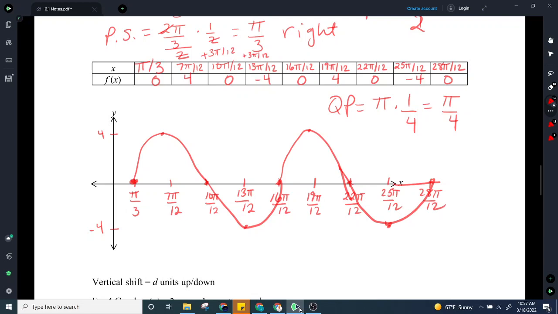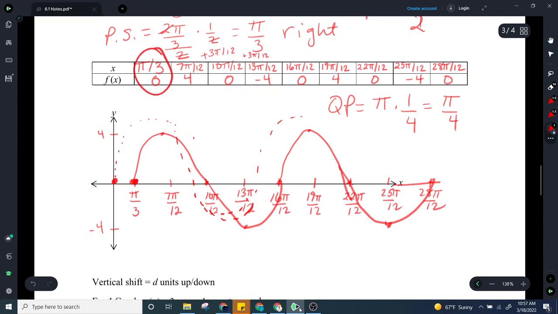Now, originally, the idea is with the original sine curve, let me see if I can do a different color here. Well, I'm not sure I can do a color. That's all right. Our original sine curve would have looked something more like this. So it would have started out here, but in this case, it starts out here because of that phase shift. That's the reason that's occurring. So we've got that phase shift to the right of pi over 3 radians.